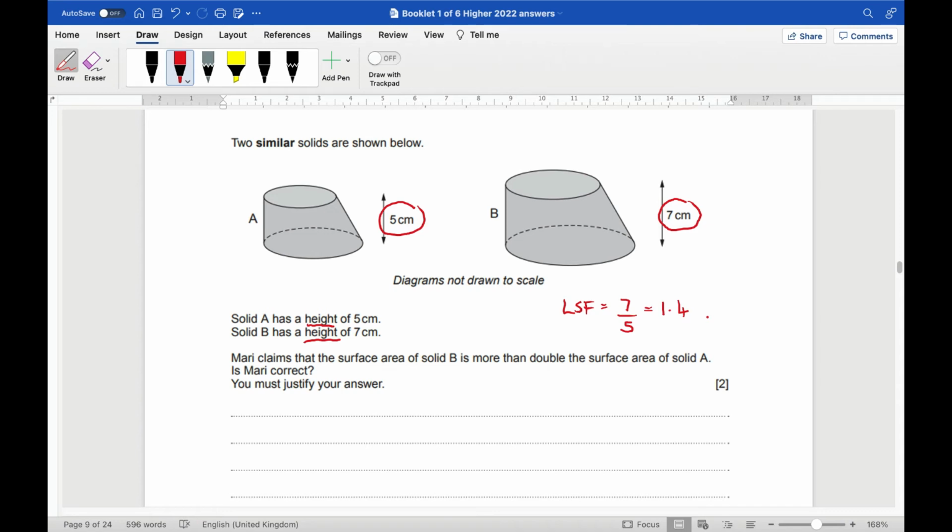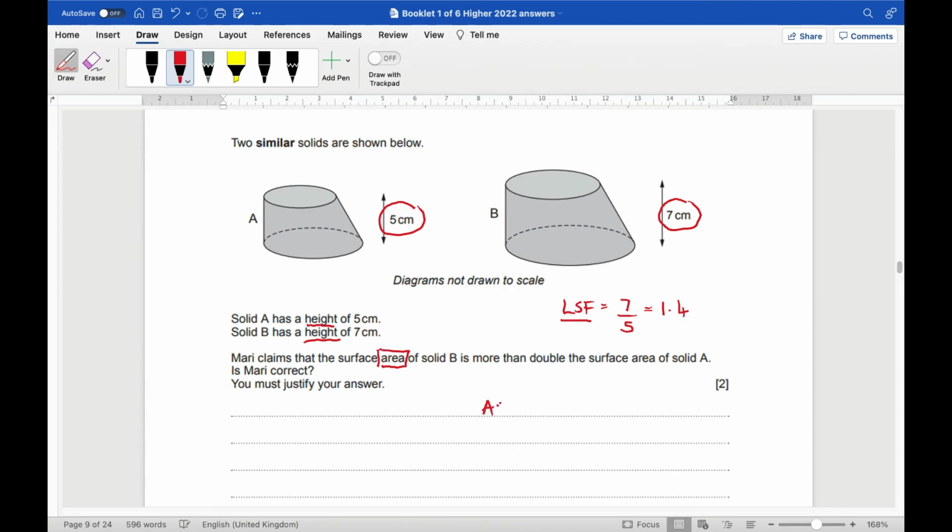However, what I want is, well, let's read what I want. Mary claims that the surface area of solid B is more than double the surface area of solid A. So we're not actually working out the area of solid B. It's just Mary saying she thinks the surface area of this one is more than twice the size. A lot of people are going to go, no, she's wrong because the scale factor is 1.4. But that's the length scale factor. This question part is asking about areas.